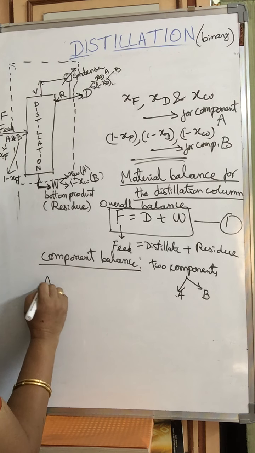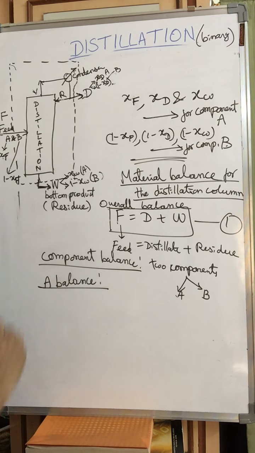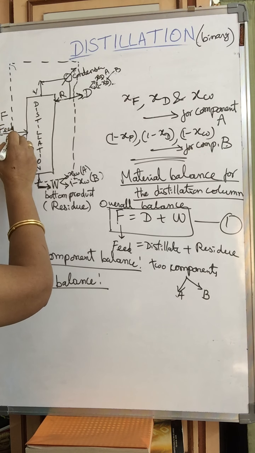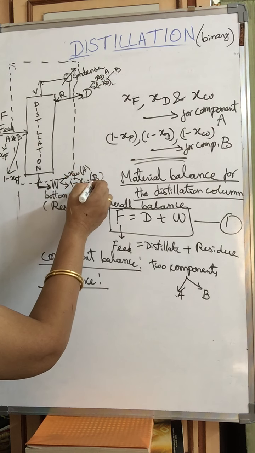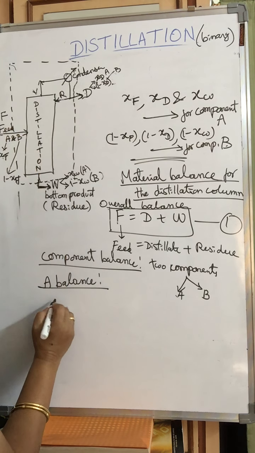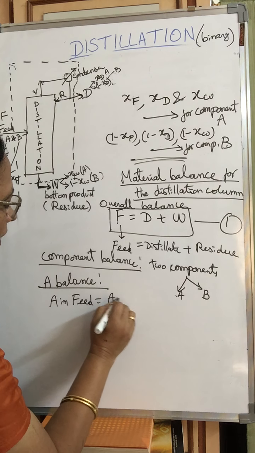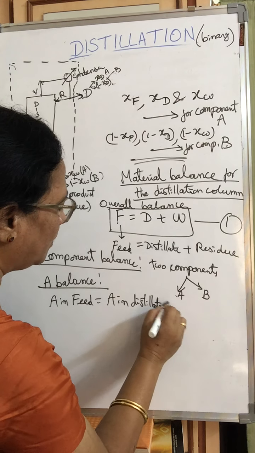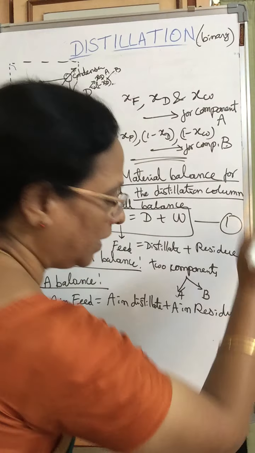Then we write A balance first. A balance. Okay. So what is A balance? Whatever the A present in the feed must be equal to A present in the distillate plus A present in the bottoms here. Okay. So A balance is A in feed is equal to A in distillate plus A in residue. This is A balance.